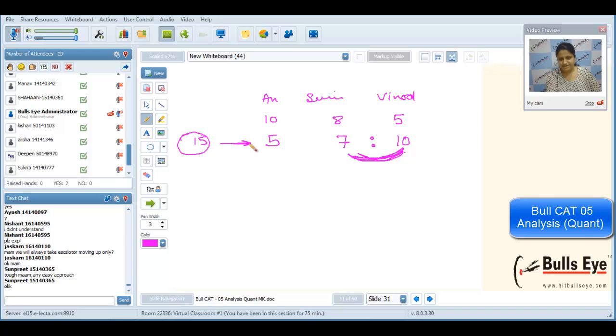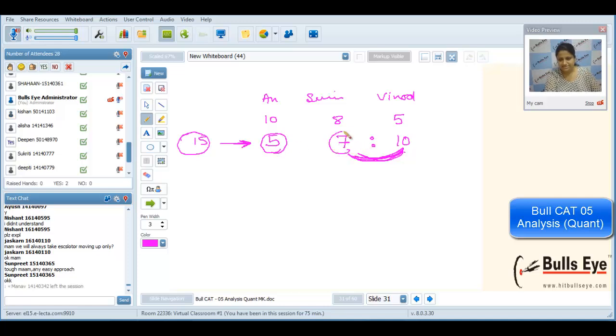So since we are getting 15 steps in the escalator, it means in the time escalator is moving 5 steps, Ankita is reaching the top. In the time escalator is moving for 7 steps, Sunil is reaching the top. In the time escalator is moving 10 steps, Vinod is reaching the top. It means what will be the ratio in Sunil and Vinod's time? It will be 7:10. Is it okay? Nishant, is it okay now?